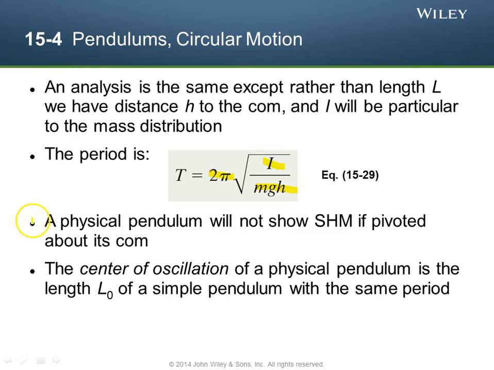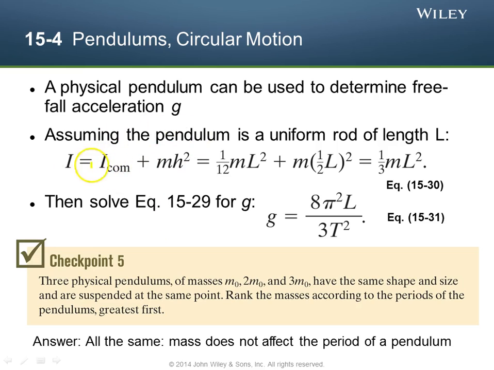And one thing to note here is that a physical pendulum will not show simple harmonic motion if it is pivoted about its center of mass. So we can use this and we can find the moment of inertia of this displaced distribution of mass using our moment of inertia about the center of mass plus the mh squared.